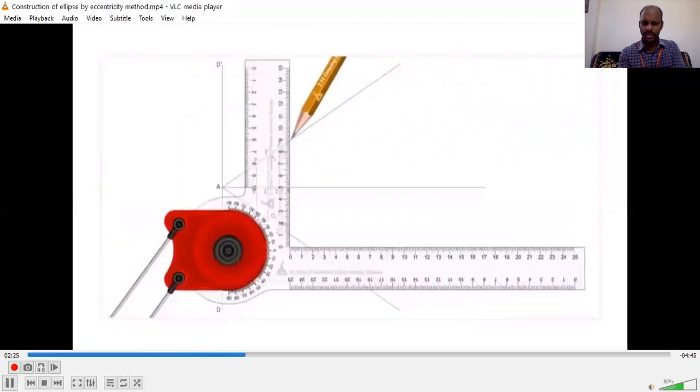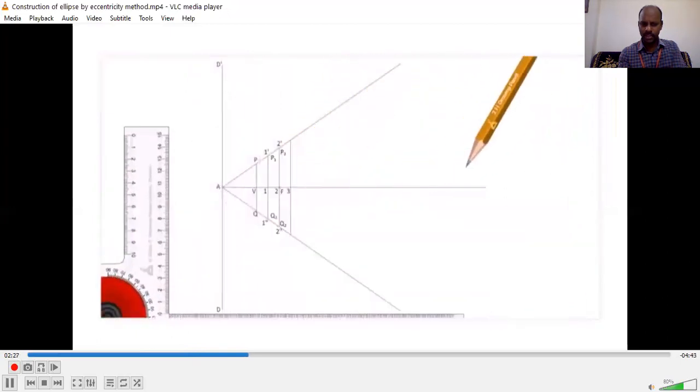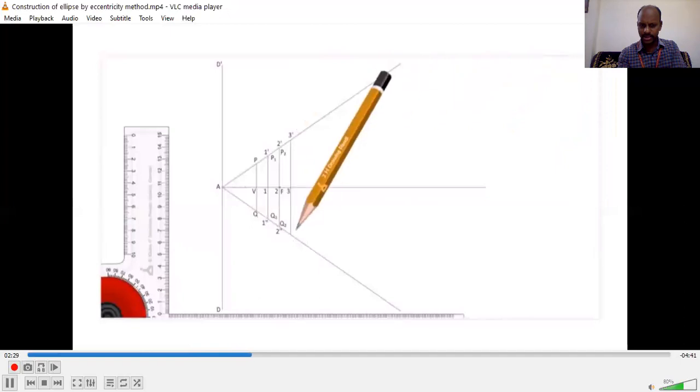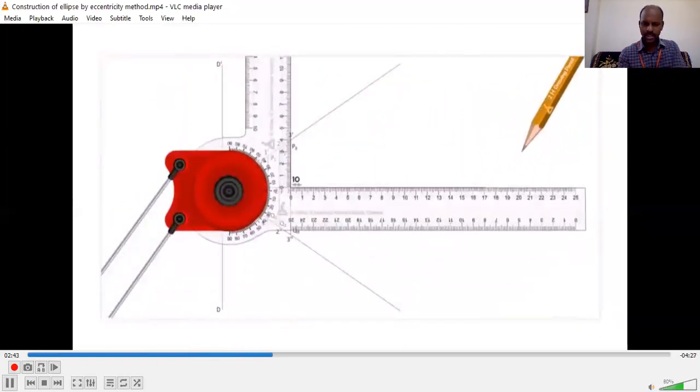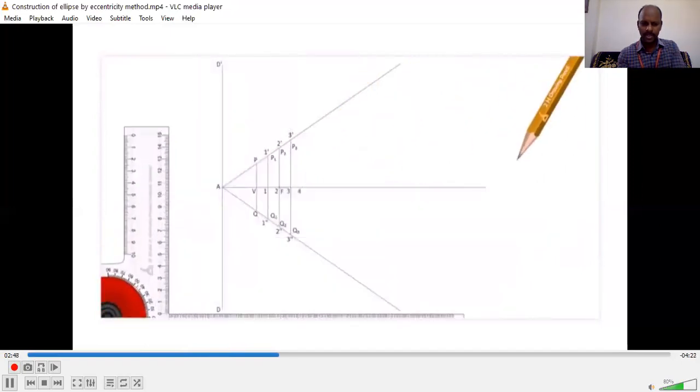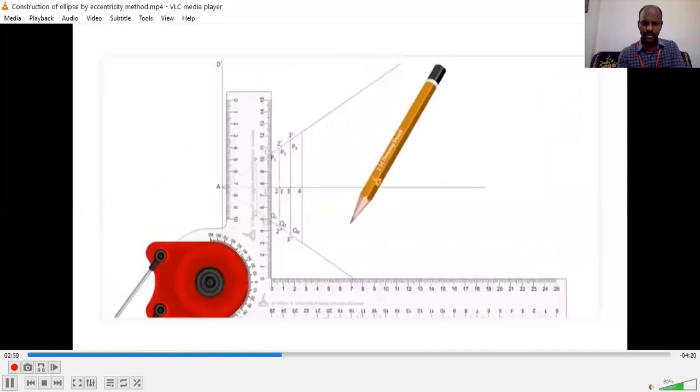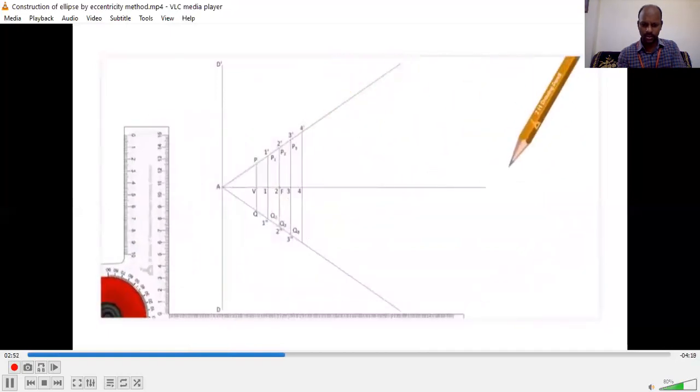For the third point, you draw one more vertical line perpendicular to the axis. I call it 3 dash, 3 double dash. Again taking the compass, radius 3 dash, but focus is my center always. I am getting 2 more points. Similarly with the other points, like that it goes on.